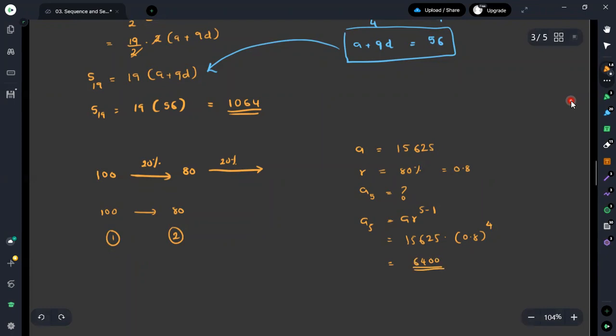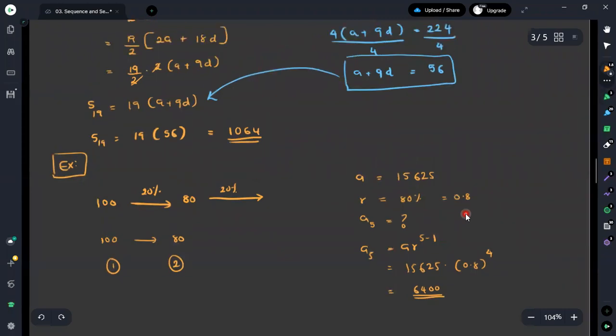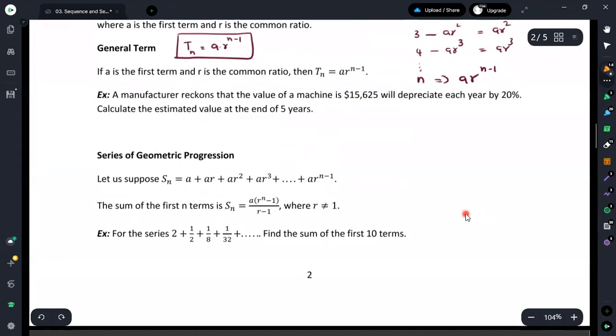$6,400. Therefore, we know that at the end of the 5 year time period, the value of the machine will be $6,400 only, because each year it depreciates by 20% of the present value.